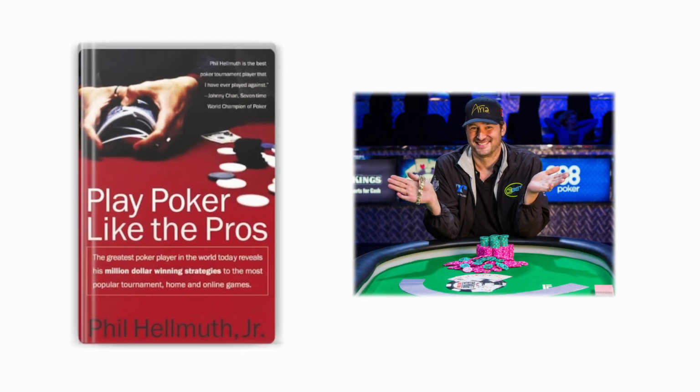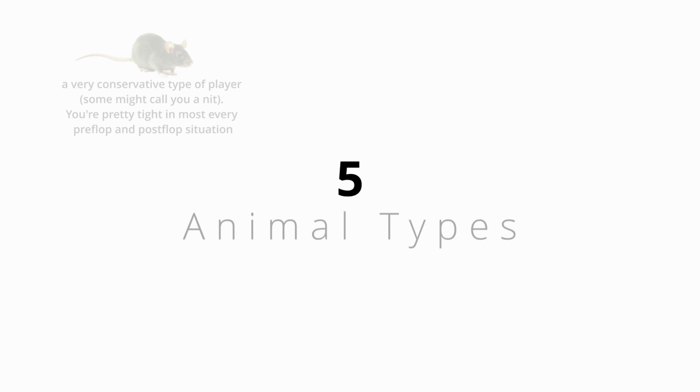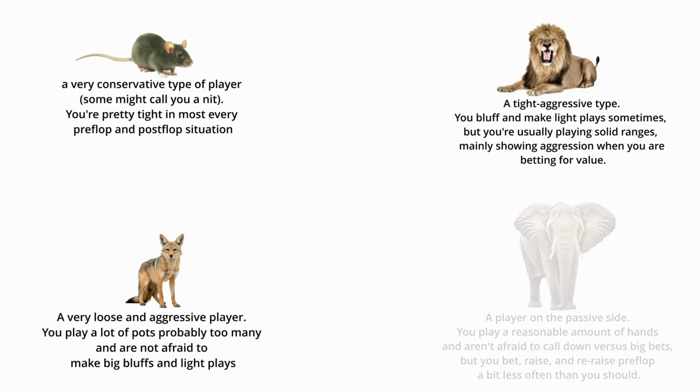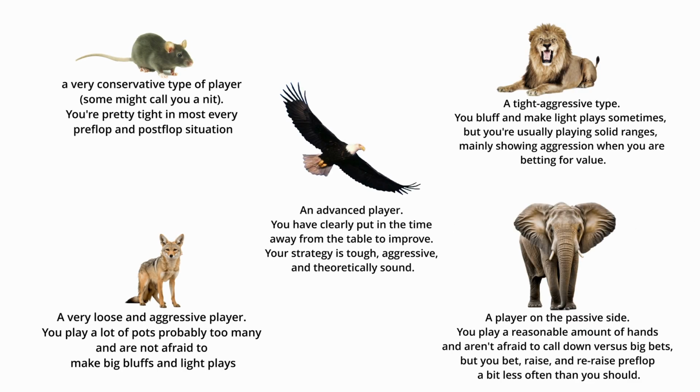Old school pros like Phil Hellmuth talked about this a lot. In his book, Play Like the Pros, Hellmuth divided players into 5 animal types: the mouse, the lion, the jackal, the elephant, and the eagle. On top of this, the second layer for you to read your opponents is to consider their betting behavior.